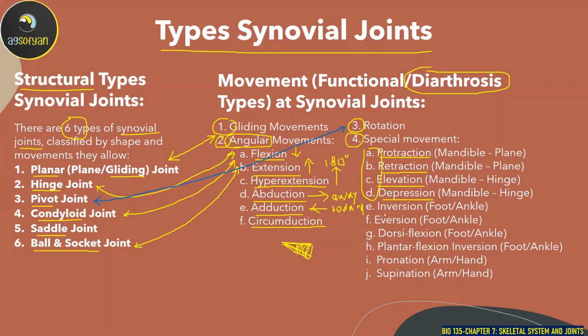In the foot, ankle, there are also 4 types of special movement. When you invert or move your ankle inward, this is called the inversion. If you move it outward, this is called the eversion. So this is inward. Eversion is outward.